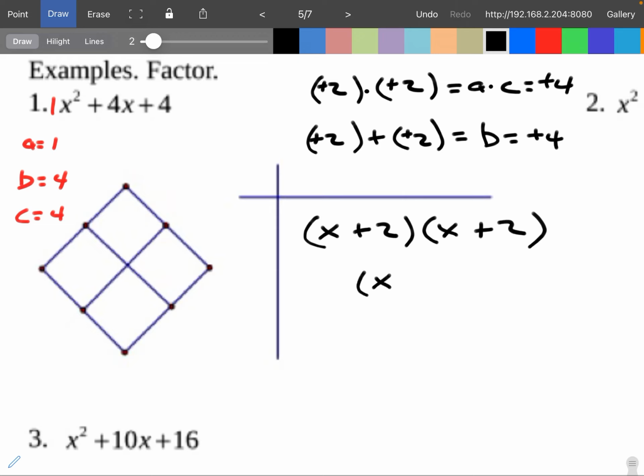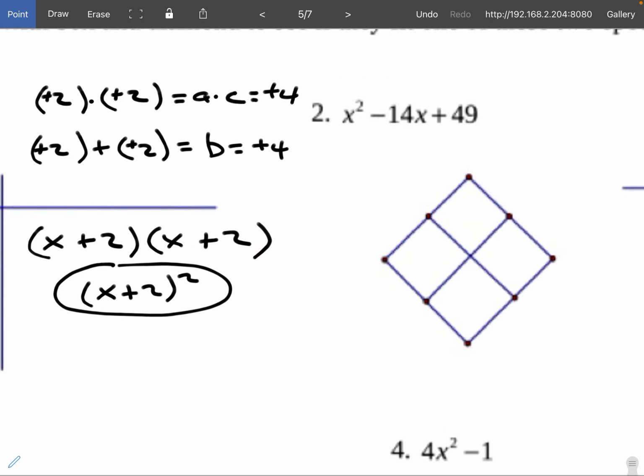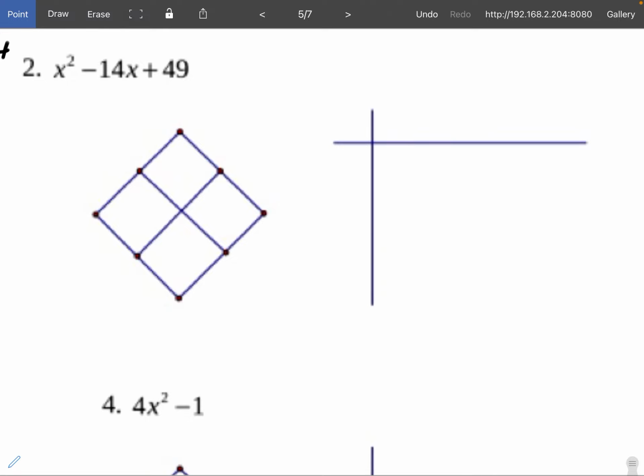And then do you guys see that those are identical? Those binomials are the same. So I could then write that as the quantity x plus 2 squared. And that's the reason it's called a perfect square trinomial. It's because these two binomial factors are identical. All right, so that's it for 1.